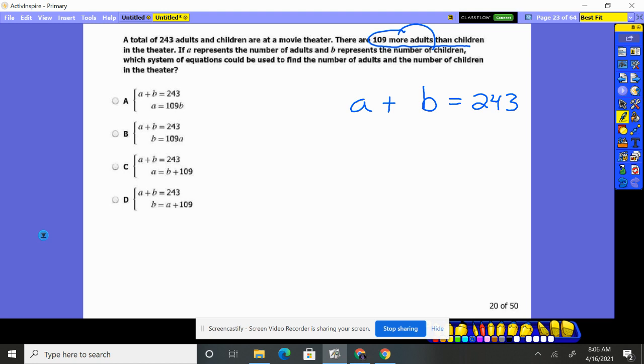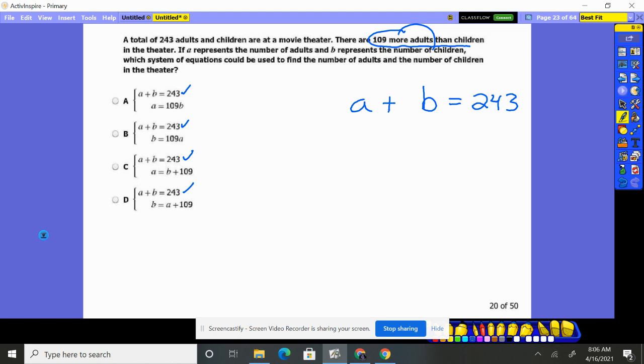So we've got the A plus B is 243. We see it here. We see it here. So even if we couldn't figure that out, we'd be like, hey, that's got to obviously be there. Now, the question is, what is this relationship between the number of adults and the number of children?